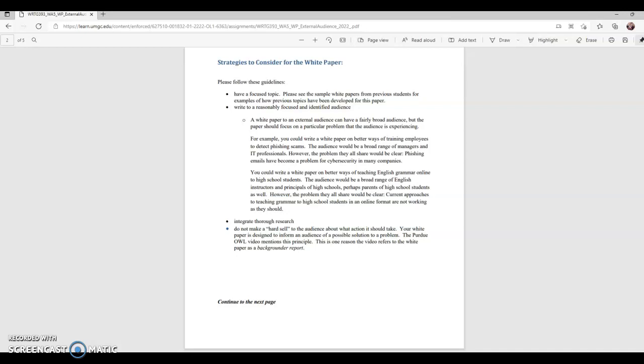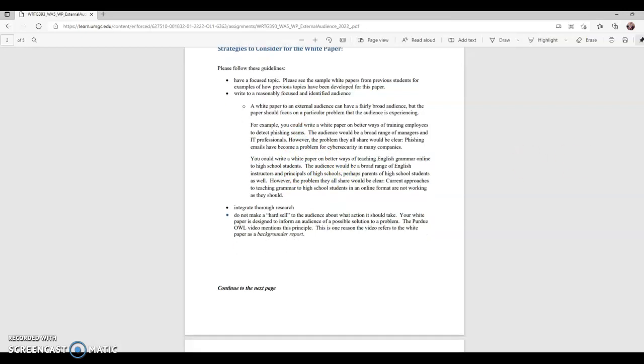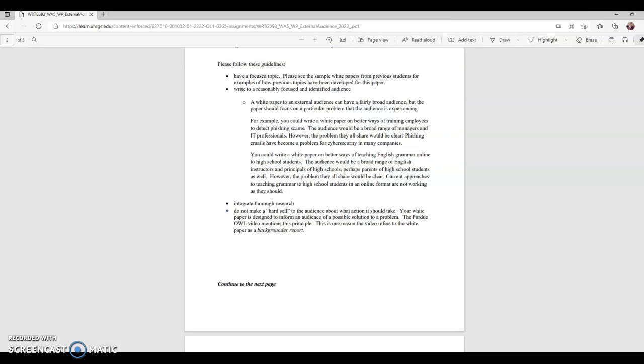Here are some examples of when you can write to a reasonably focused audience. Your white paper can be broad, but it focuses on a particular problem that an audience may be experiencing. You can write a white paper, the document says, on better ways of training employees to detect phishing scams. This would be a great white paper for small and medium-sized companies, not obviously Fortune 500 corporations, which already have these processes and procedures in place. Here's another idea: you could write a white paper on better ways of teaching grammar online to high school students. I wouldn't recommend that topic unless you're going on to become an English teacher, but you get a sense of the range of white paper topics.